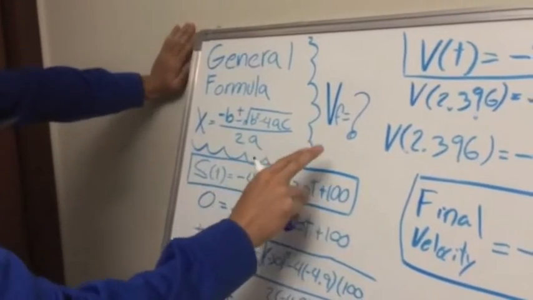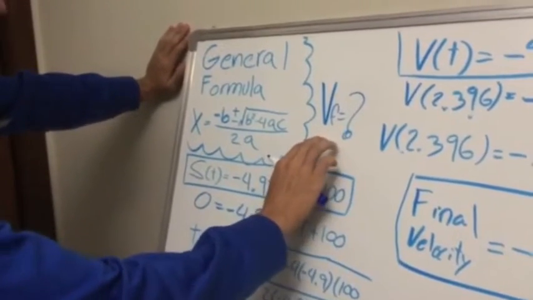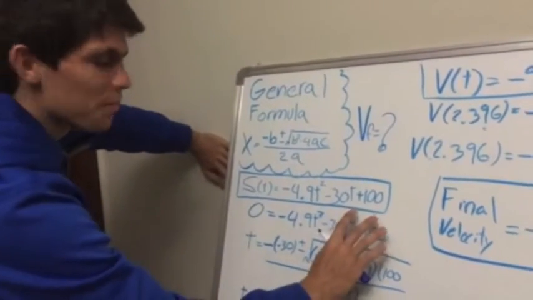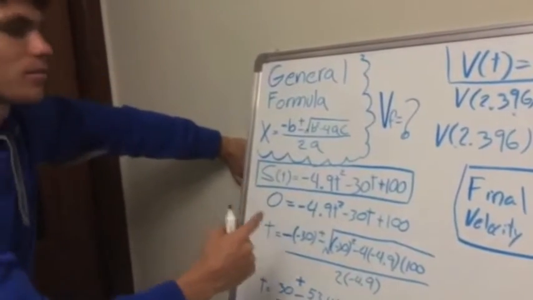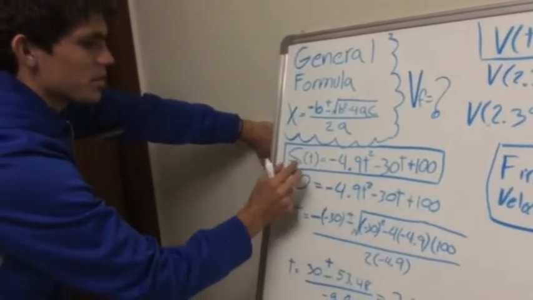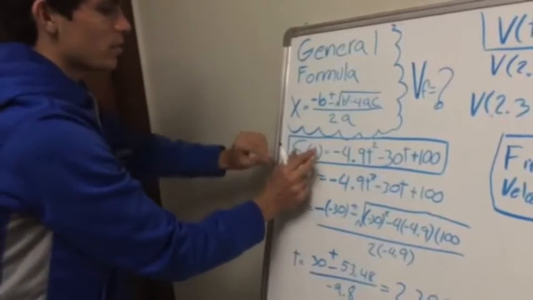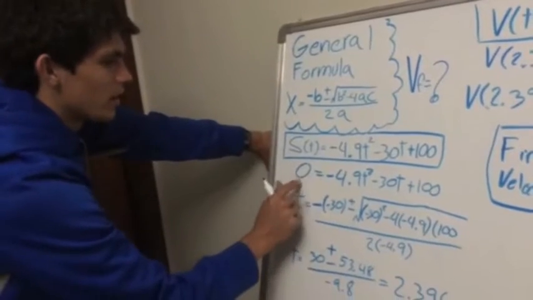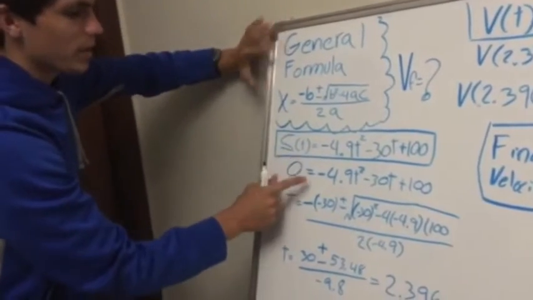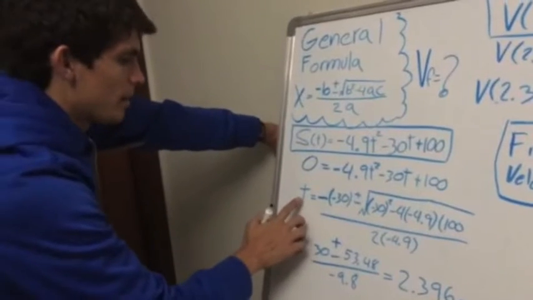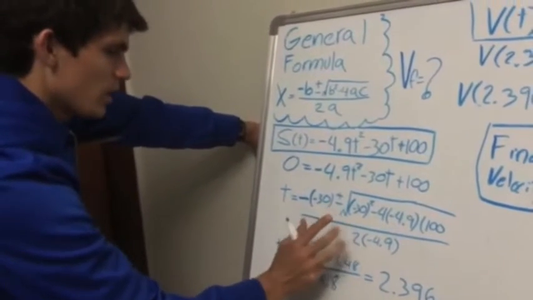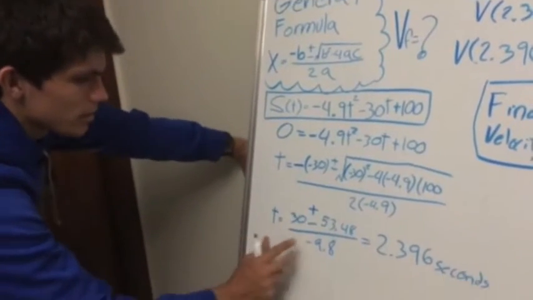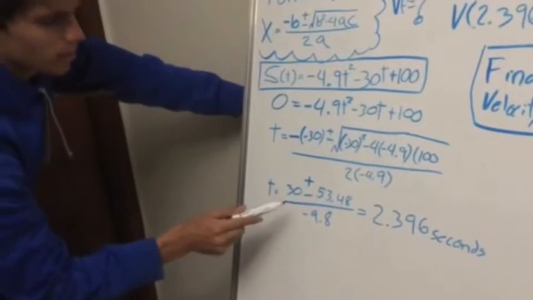So we want to know the final velocity when the ball hits the ground. Now that we've got our position function, and we know that the final velocity is when the position is equal to 0, we can equalize the position function to 0, and then using the general formula we can isolate t, and we get this equation. When we solve it, we get that t is equal to this.